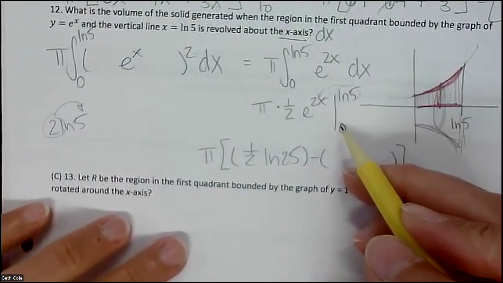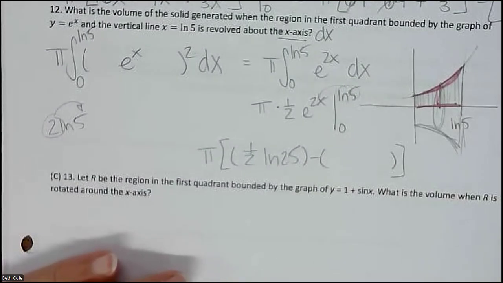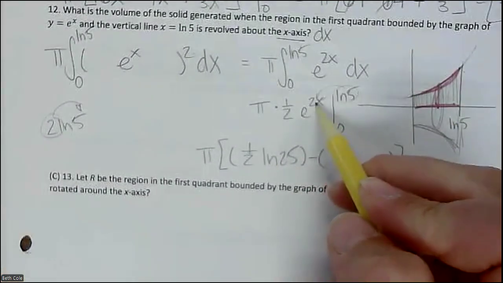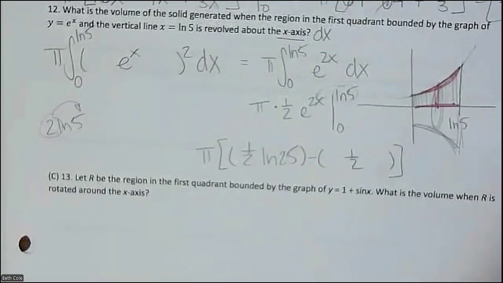If you plug in 0, you're not going to get 0. You have to be careful with that sometimes. And I guarantee one of the wrong answers is if you just ignored 0. E to the 0 is not 0. It is 1 times a half is a half.